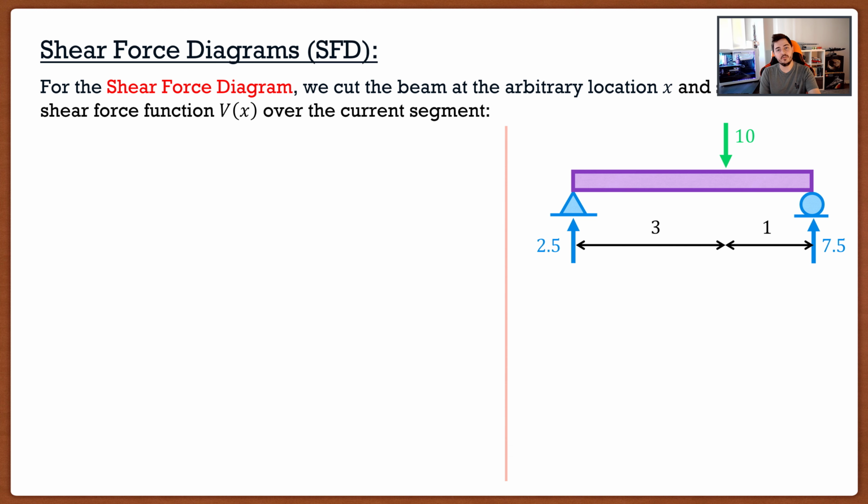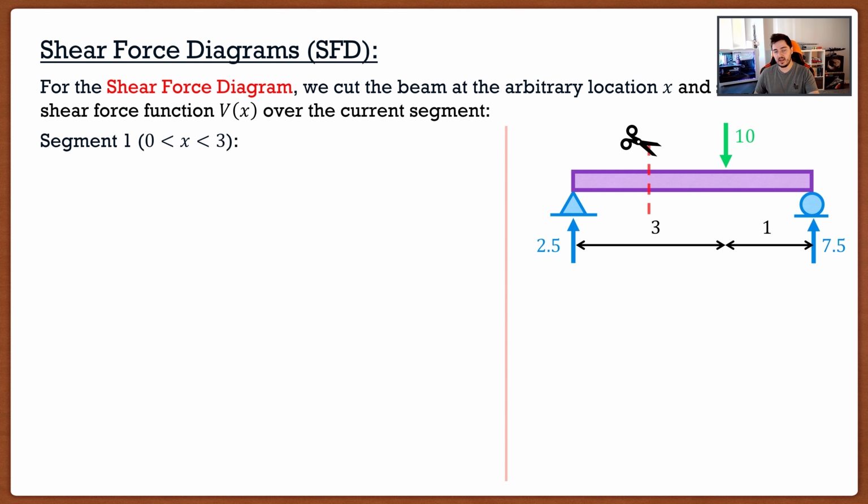Now what we're going to do is cut at an arbitrary location, and like we said in the previous slide, we're going to have to cut twice in this beam because the loading changes after that point load. So we're going to have to cut once on the left and once on the right. So let's start on the left hand side. I'm going to go snip snip on my beam on the left hand side, and we are going to say that this is going to be segment 1. Now this segment 1 runs from x equals 0 all the way until x equals 3. So we're only concerned with everything on the left side of that point load.